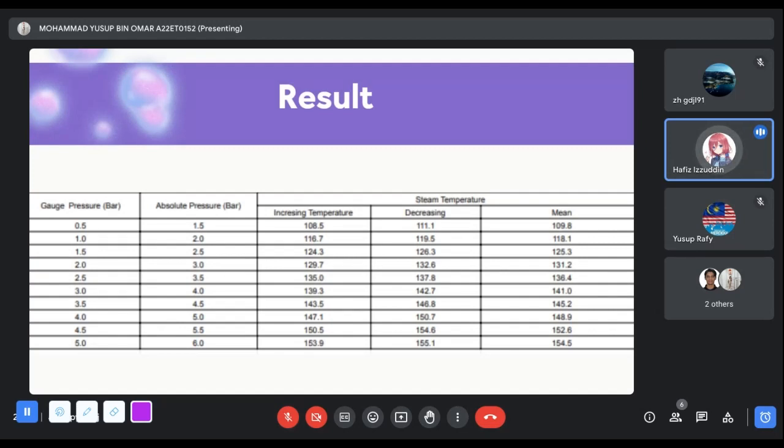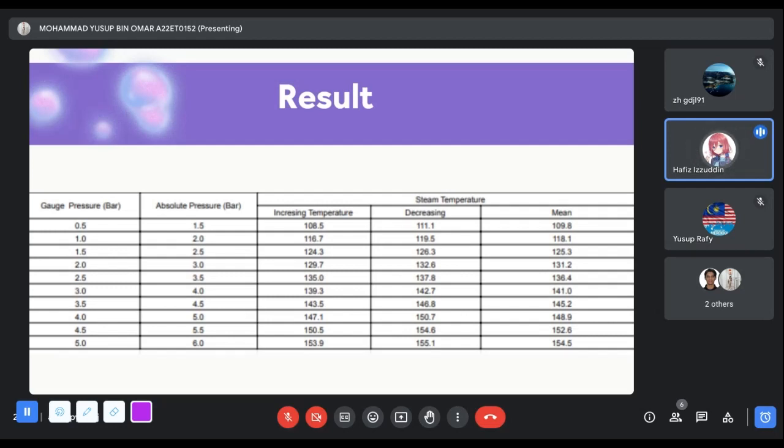Okay, so now for the results we get in this experiment. Like you can see in the table, for gas pressure 0.5 bar, we get a mean temperature of 109.8. For 1 bar it is 118.1, 1.5 bar is 125.3 degrees Celsius, and 2 bar is 131.2 degrees Celsius.